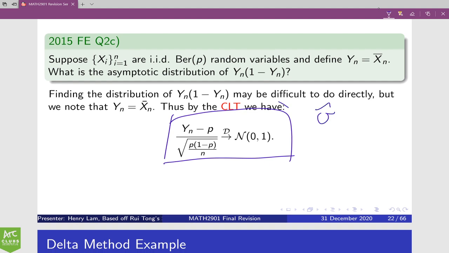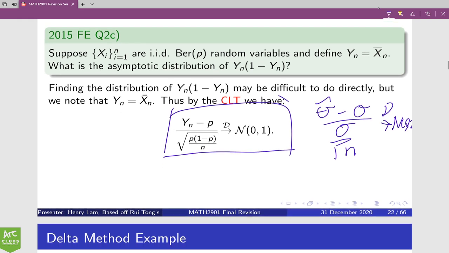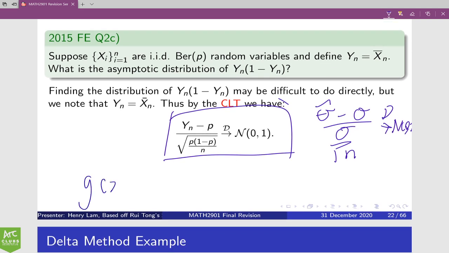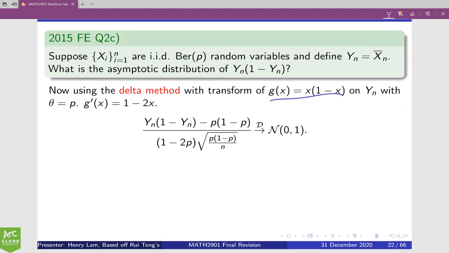This is in the form of theta hat minus theta over sigma over square root n converging in distribution to normal 0, 1. It's in the required form we need. All we need to do is consider the transformation g(x) = x(1 - x), because this is our goal. We want to transform this thing into that, and the way to do it is to sub in this function. So do that real quick on Yn. And we also must know what g dash is.